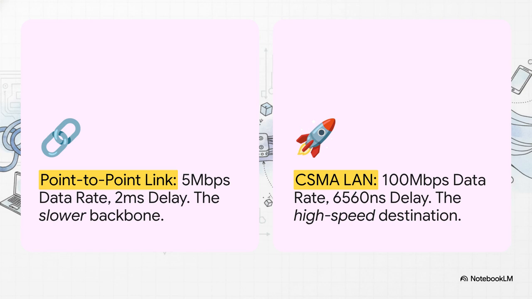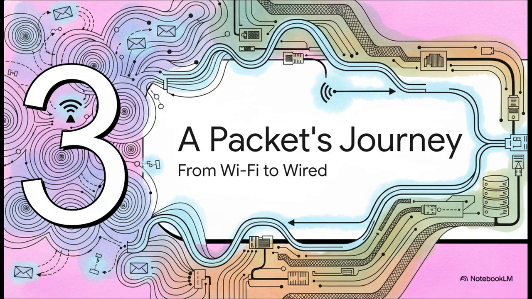And this is what makes simulations so powerful. The code explicitly sets different speeds and delays for each part of the network. The backbone link is set to a slower 5 megabits per second, but the destination LAN is a blazing fast 100 megabits. This lets us realistically model where things might slow down, to find those potential bottlenecks before they become a real problem. All right, time for the main event.